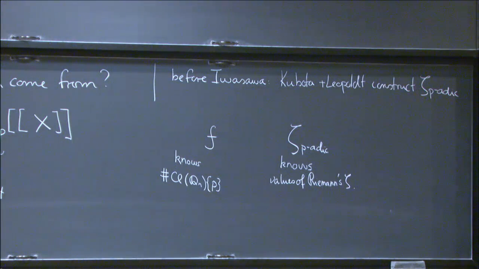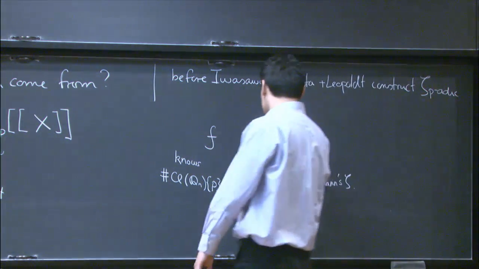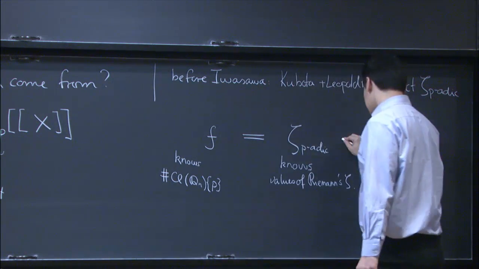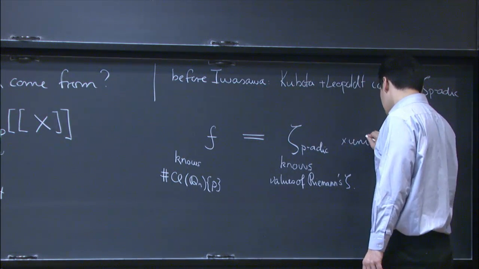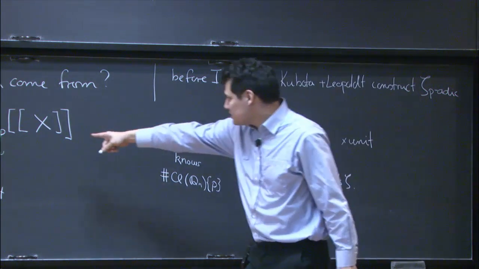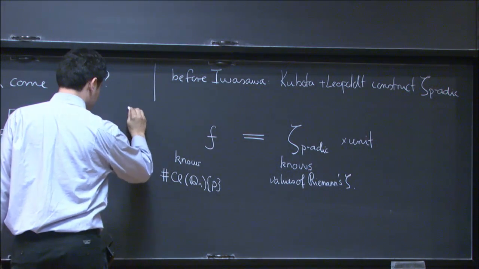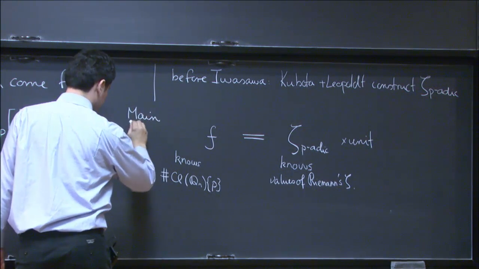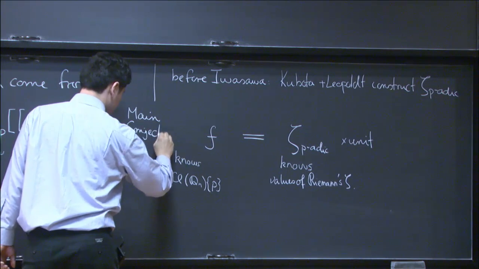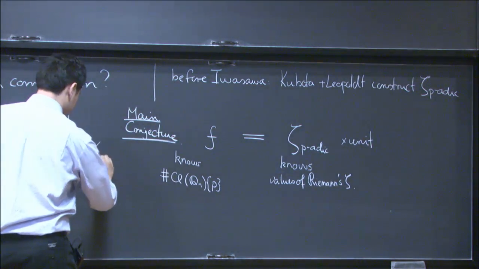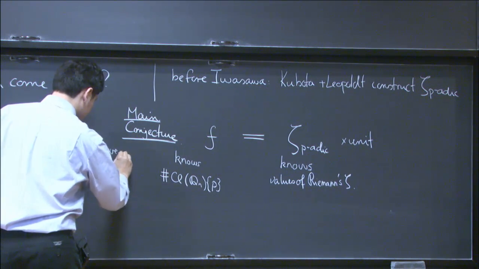So you're tempted to wonder whether these two functions are the same. And it turns out, this is the statement of the main conjecture, that f is equal to zeta p-adic times some unit in Z_p[[x]]. So that's the statement of the main conjecture in Iwasawa theory. It's now a theorem of Mazur and Wiles.